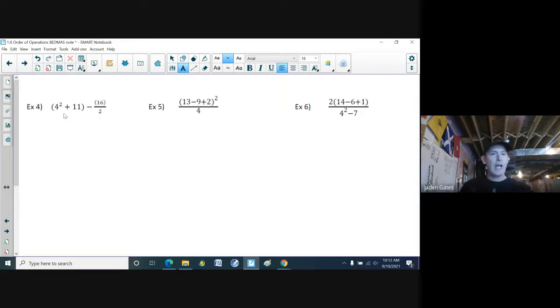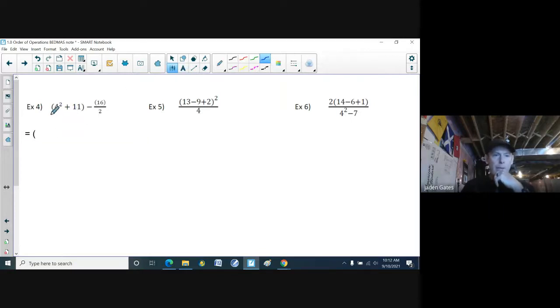So the first thing, again, is I'm going to look for the brackets. And I do have brackets, and there's something going on in here. But even inside the brackets, you got to follow BEDMAS. So I'm going to worry about this bracket first. And inside the brackets, I have an exponent. So I'm going to have to do that first. So I got 4 to the power of 2 there.